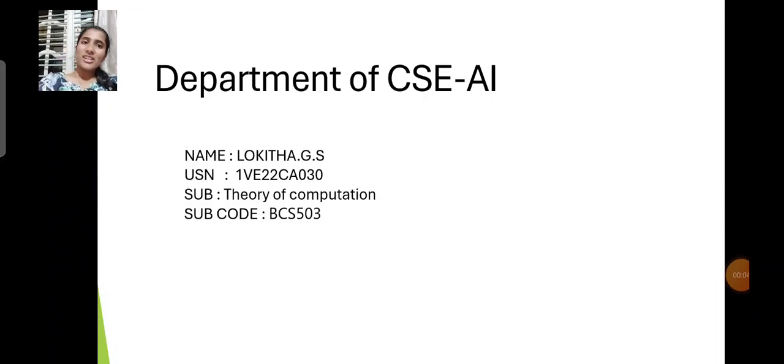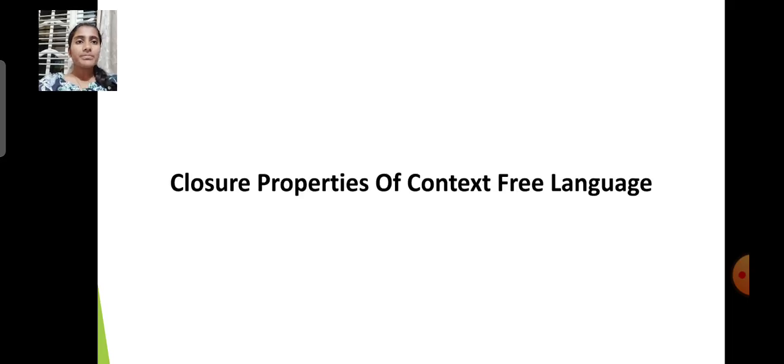I'm Lokita GS. I'm studying in the Department of Artificial Intelligence, which is a core branch of CSE AI. Today's subject which we are going to discuss is Theory of Computation. The subject code is BCS 503. I'm studying in 5th sem. Today's topic is closure properties of context-free languages.